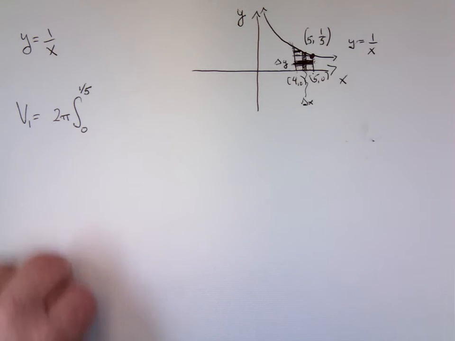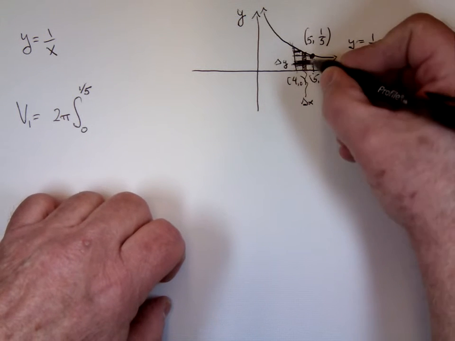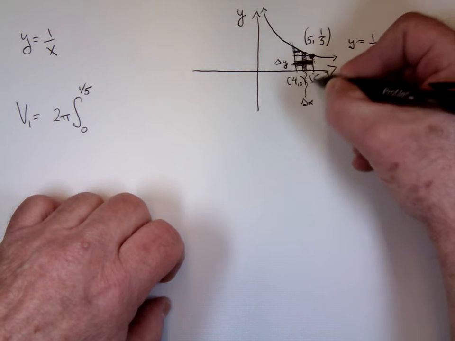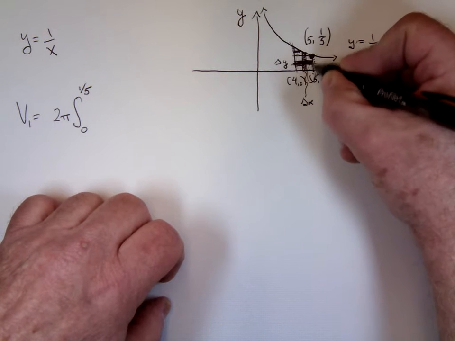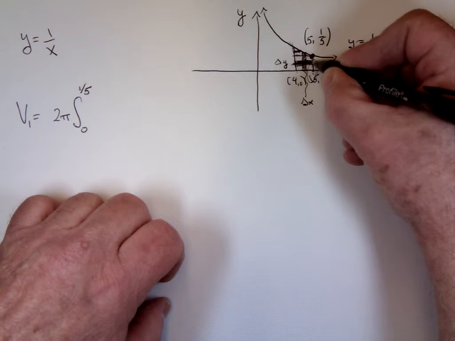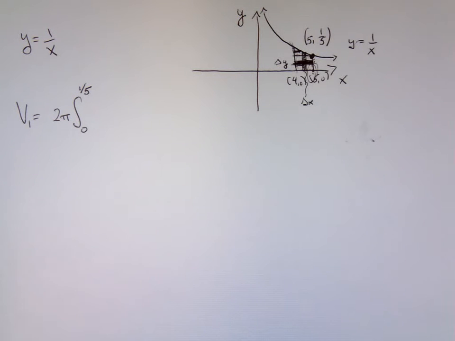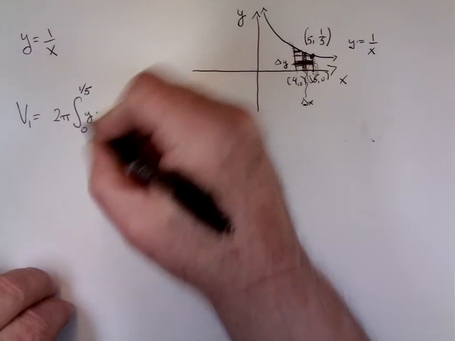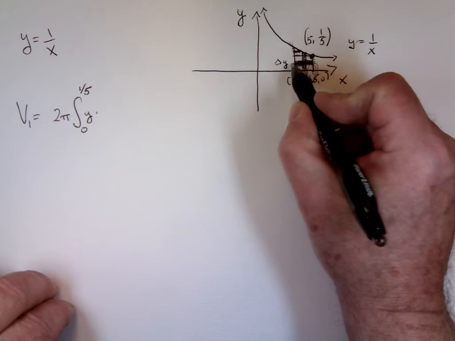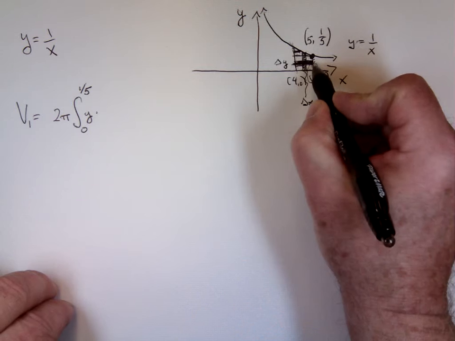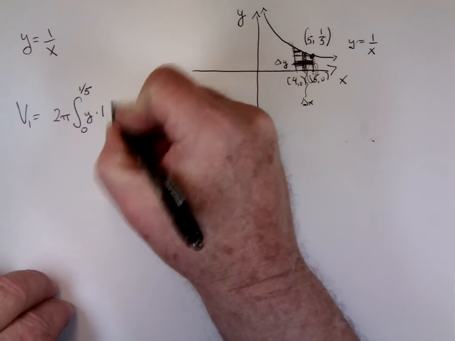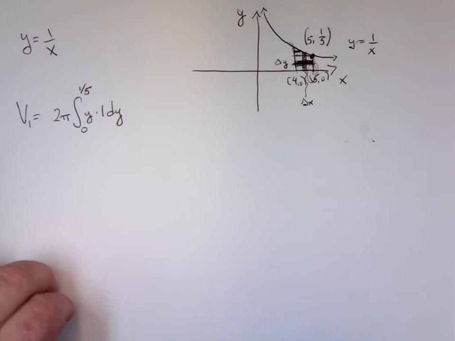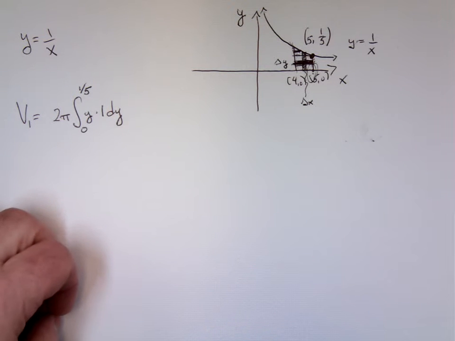2 pi r h. Okay, now what is r? As this gets whipped around the x-axis, this distance right here is r. What is that equal to? y. It's the height above the x-axis, which is y. h is this length right here. What is that length? 1, correct. dy. So the first volume that we get is going to be this here. Okay? All right, we all set on that?